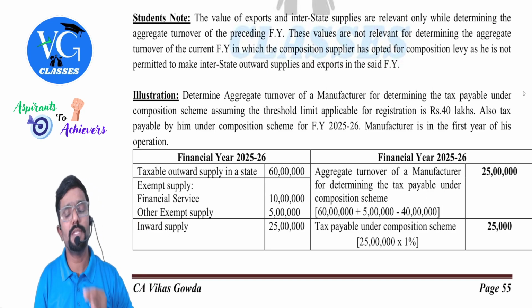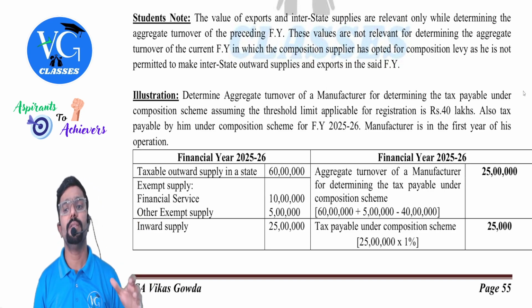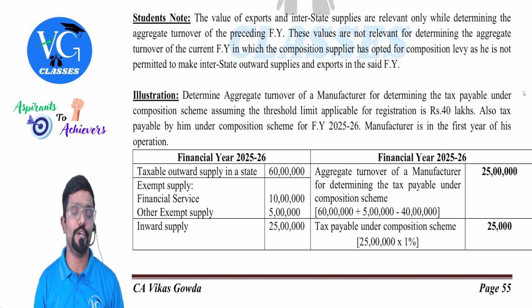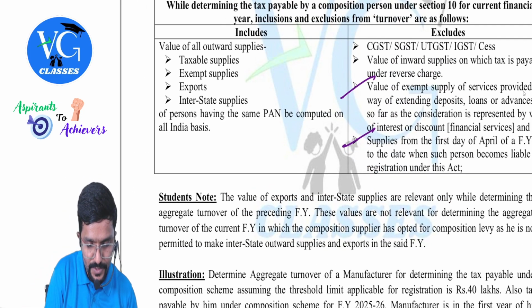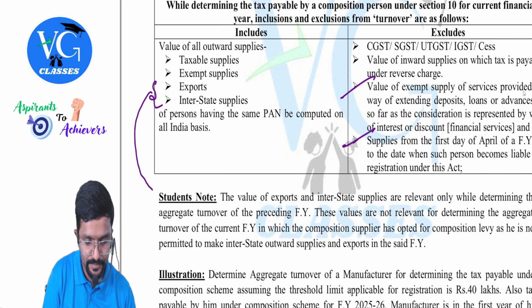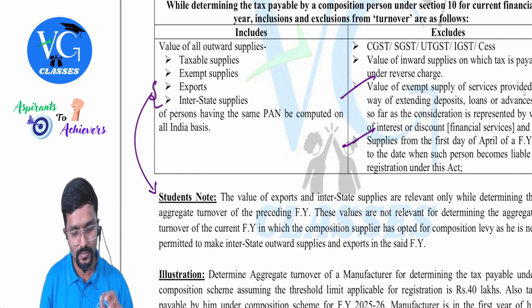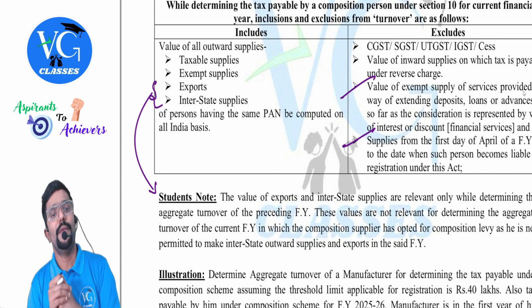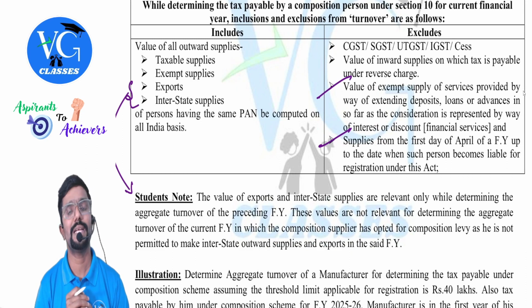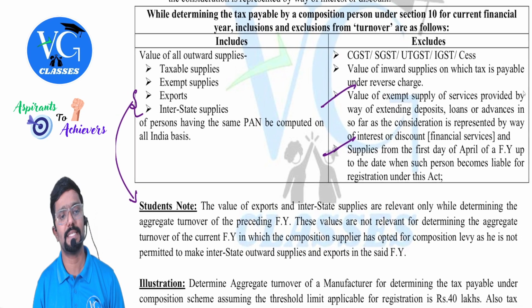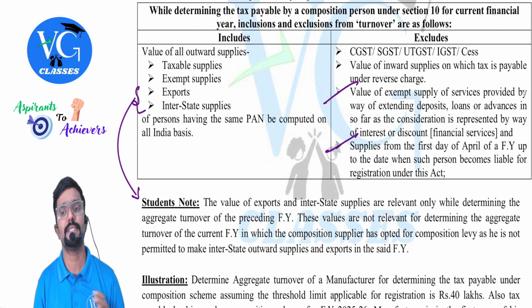Okay. These values are not relevant for determining the aggregate turnover of the current financial year, in which the composition supplier has opted for composition levy, as he is not permitted to make interstate outward supplies and exports in the said financial year. So what you do is, you just put a flower bracket for this and show it here. Even though it is mentioned, actually those 2 points are irrelevant while calculating the turnover in the current year to pay tax. That is export and interstate supplies.